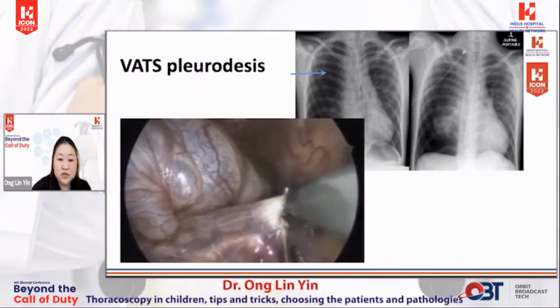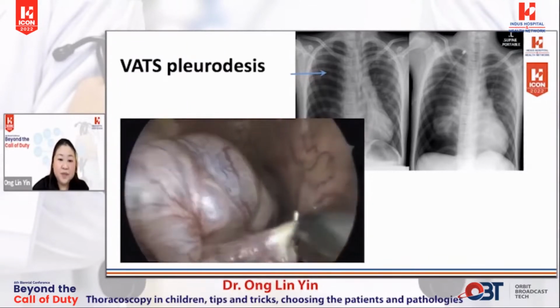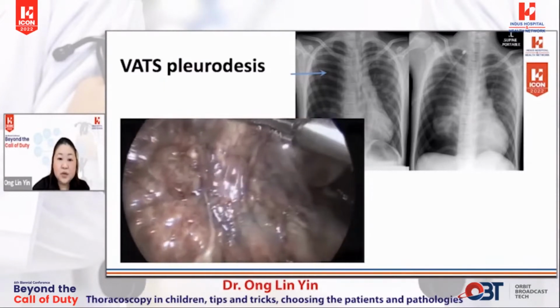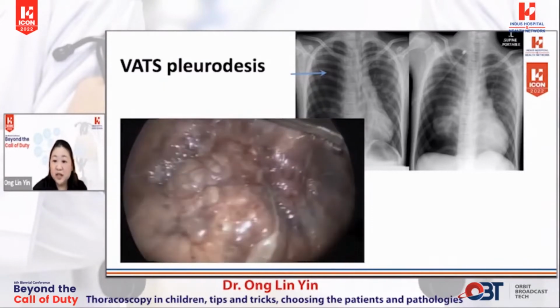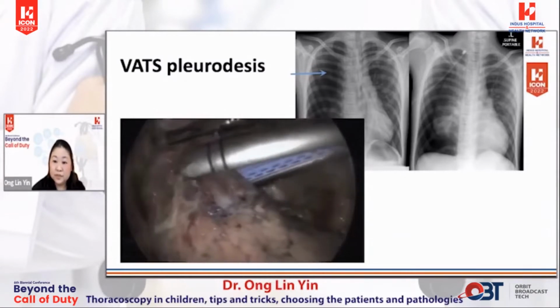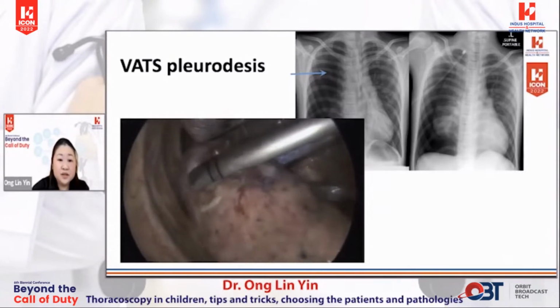As the adhesion is being freed, it becomes evident that there are more bullae that are deep to the one that is obviously seen, and all these are required to be wedged and resected. And this is done with a staple device.